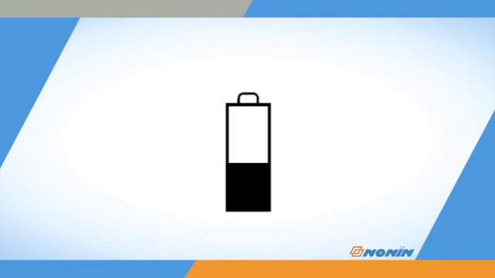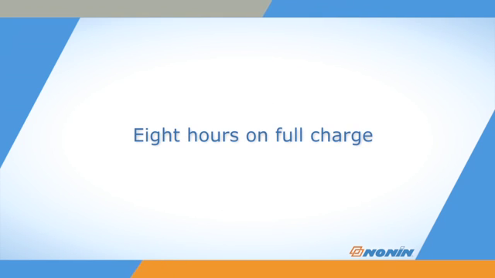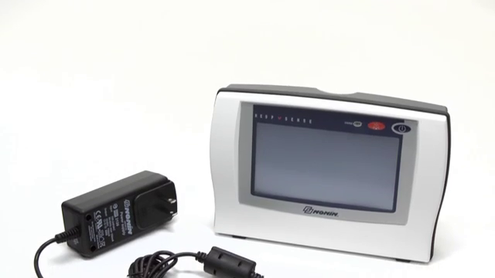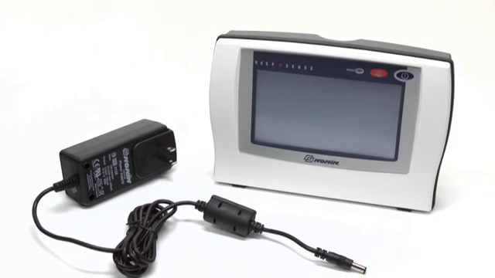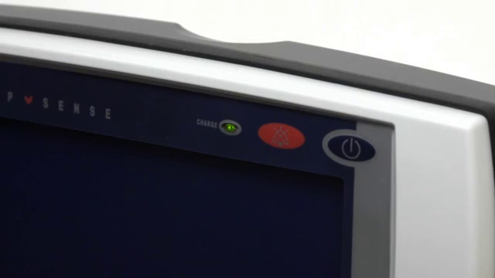The battery charge level displays a black bar in the battery icon. The display will indicate when you must recharge the battery. The monitor can run up to 8 hours on the internal battery when fully charged. The battery will charge when the unit is plugged into wall power, whether the monitor is in use or turned off. The charge indicator will illuminate green when the battery is charging.